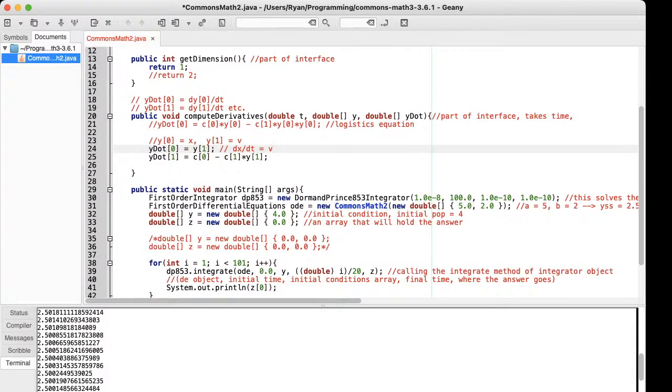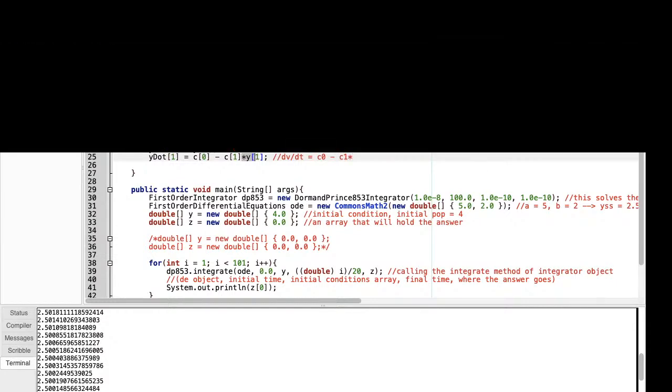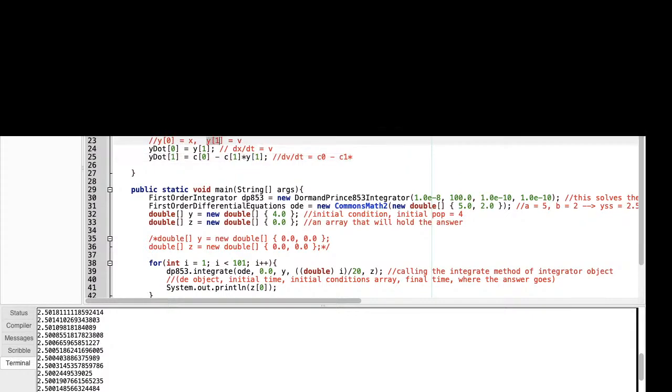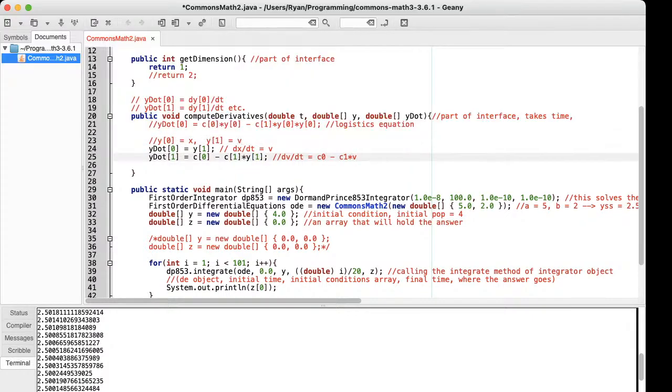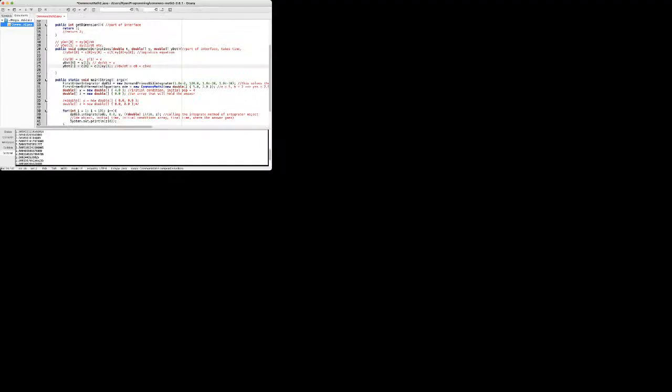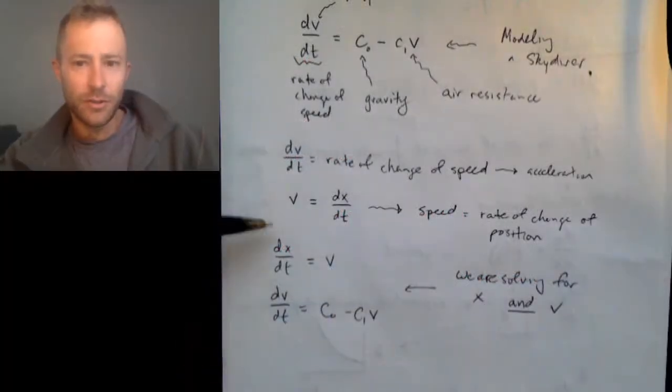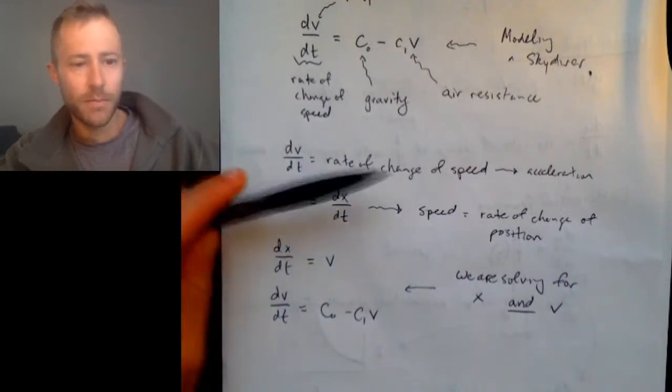Then the second equation is saying the rate of change of y1, which is v, so this is saying dv/dt equals c0 minus c1 times y1, and we know that the first component of y is v. Okay, so what I want to point out is that this is exactly the same as these two equations that are modeling the Skydiver.